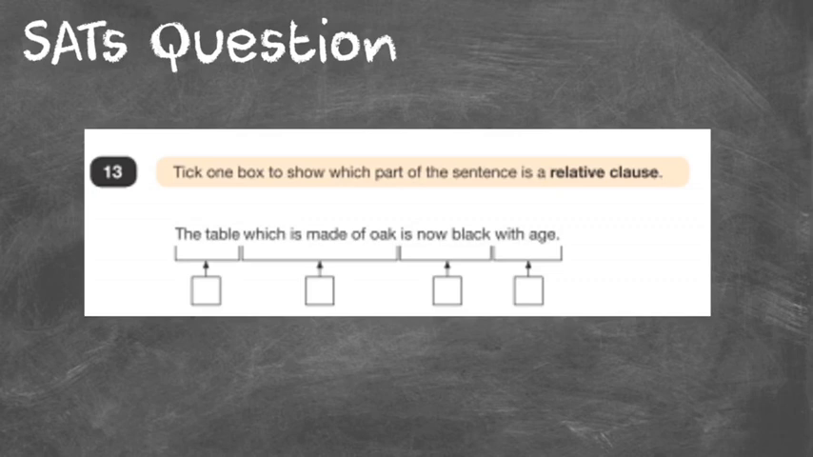And the last thing we're going to go through then, it wouldn't be a Year 6 video if we didn't go through a SATs question. So tick one box to show which part of the sentence is a relative clause. So remember, the relative clause has got to begin with a relative pronoun. So the table, which is made of oak, is now black with age. Which word in there is the relative pronoun? It is which, because you're talking about an object. So that means that the second part that is underlined is the part of the sentence which is the relative clause, which is made of oak.